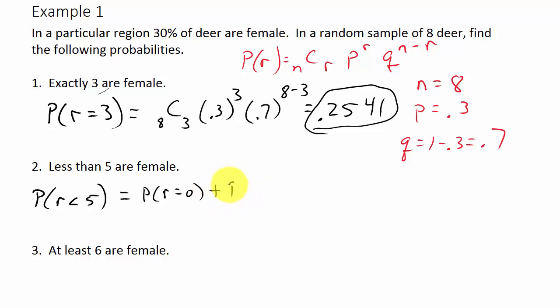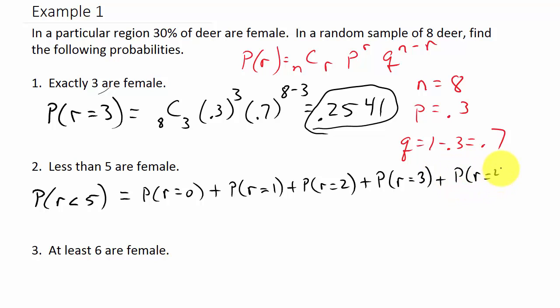Or the probability of 1 female, or the probability of 2 females, or the probability of 3 females, or the probability of 4 females. Okay, so if we use this formula up here, we would have to use this formula for each one of these. We would have to do this formula 1, 2, 3, 4, 5 times.